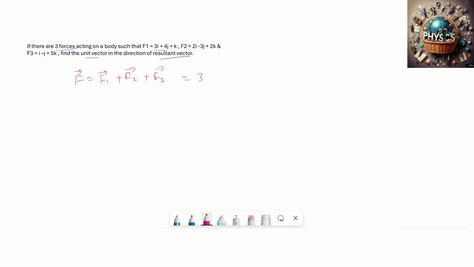So it will be 3i plus 4j plus k, plus F2 is this one, which is 2i minus 3j plus 2k. And then we have F3, which is i minus j plus 5k. And with this, we are able to find the resultant.